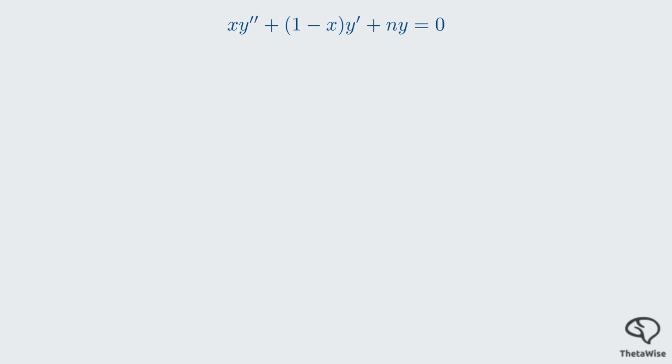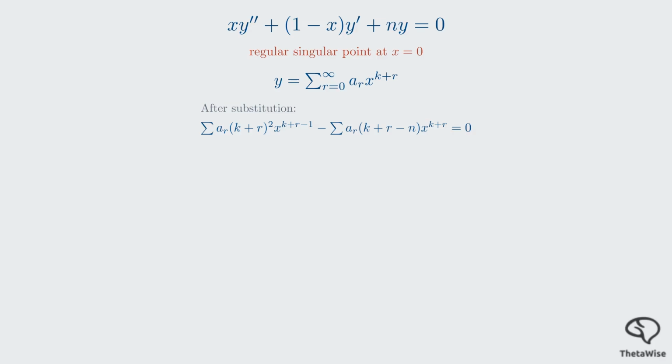The Laguerre differential equation in the notes is x y double prime plus (1 minus x) y prime plus n y equals 0. The point x equals 0 is a regular singular point. Assume y equals the sum from r equals 0 to infinity of a_r x^(k+r). After substitution, the collected expression is the sum of a_r (k+r) squared x^(k+r-1) minus the sum of a_r (k+r-n) x^(k+r) equal to 0.